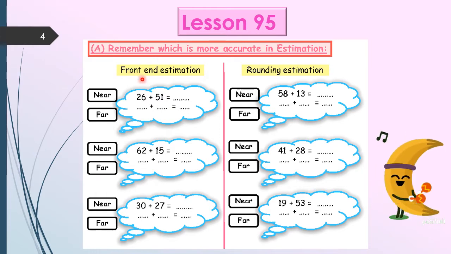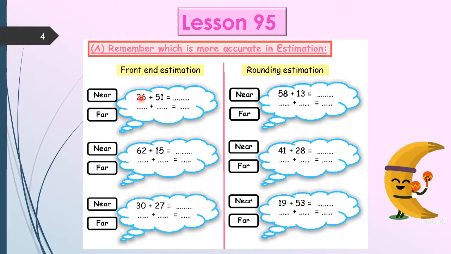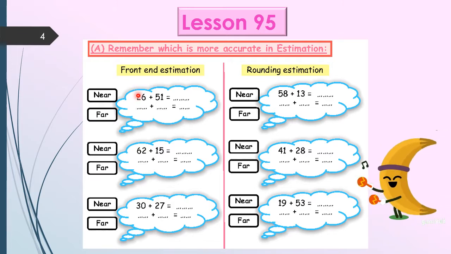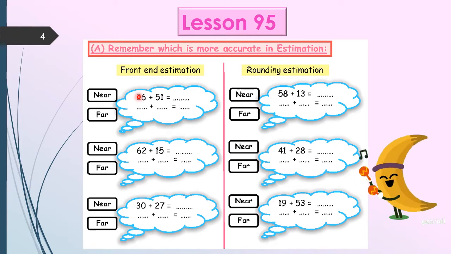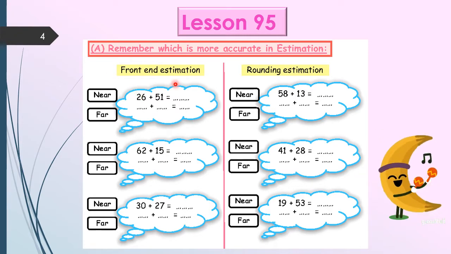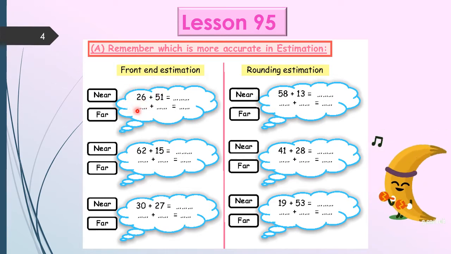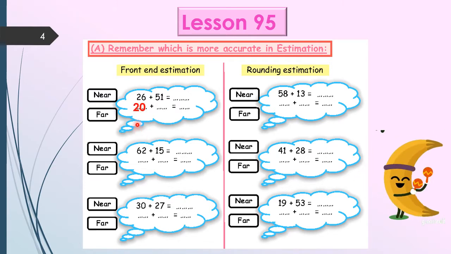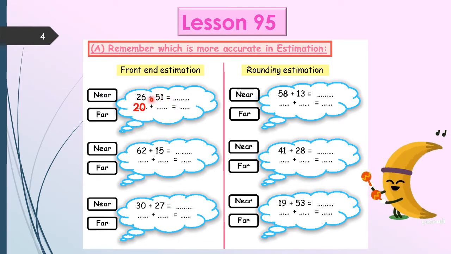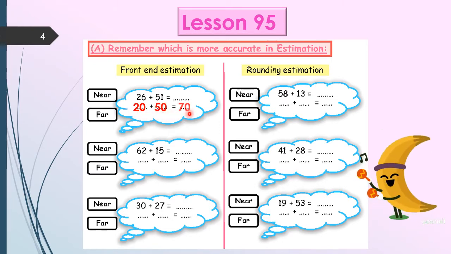If I remember, front end means look at the first digit from the left, in the tens or hundreds, and make it tens or hundreds only. Front end means not look at the ones place. Here 26 by front end estimation will be 20 only, and 51 will be 50. Then 20 plus 50 equals 70.